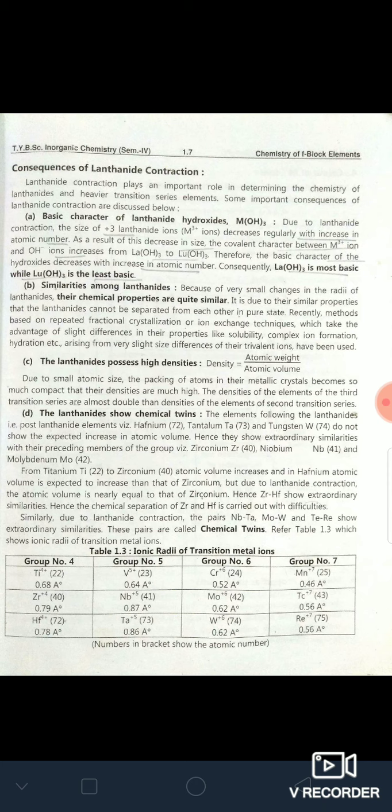In following table, we show some ionic radii of transition metals.